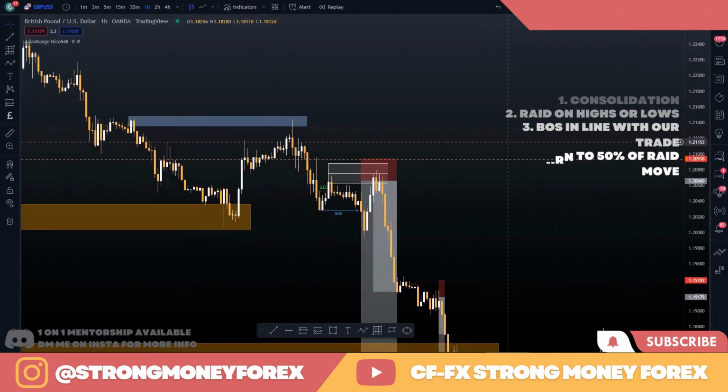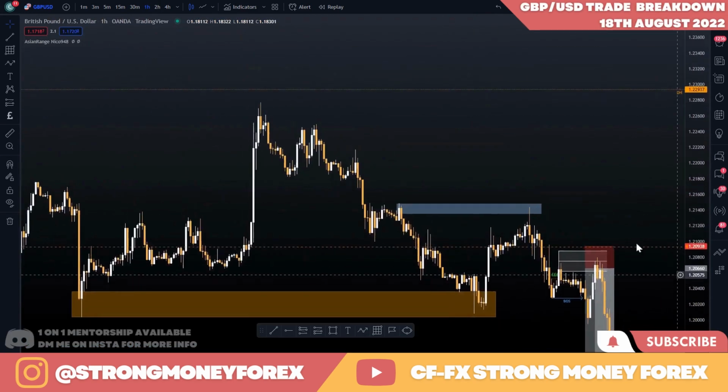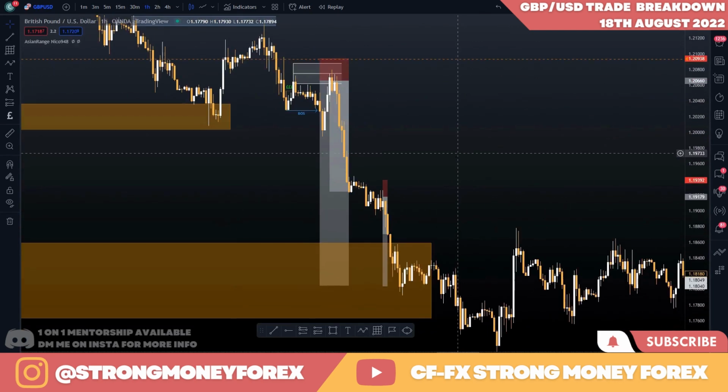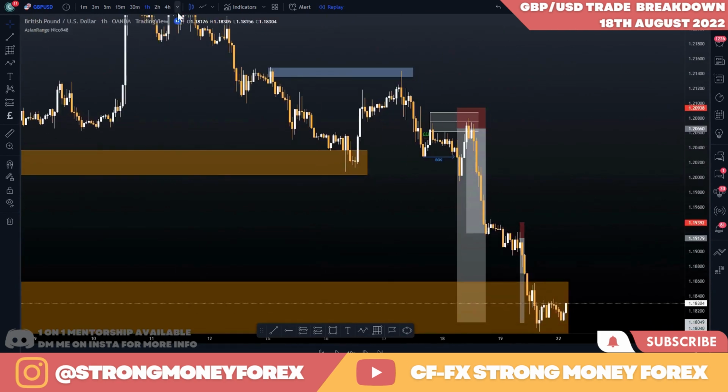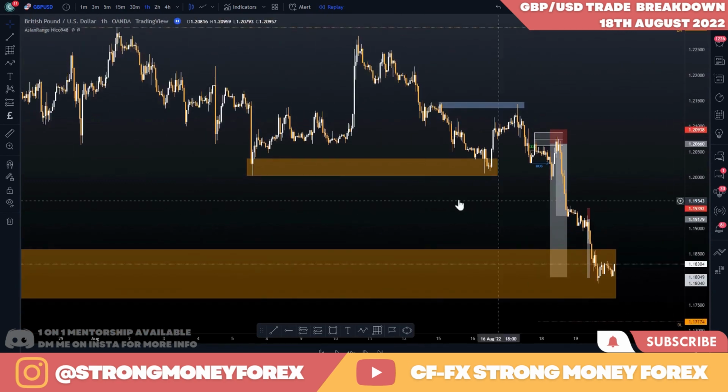So I'm going to talk you through these trades that I took last week on pound dollar. I'm just going to replay this back to here, just so you can see what I was looking at. I'm going to talk you through my higher time frame bias.